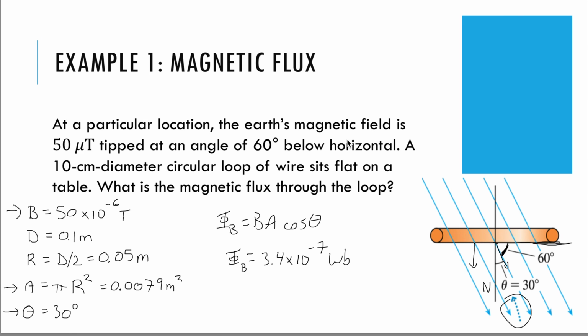So that's it for this video. Now that we know what the magnetic flux through a loop is, we can learn in the next video how we're going to change that flux, and then how that's going to tell us how much current will be induced in that loop once we change that flux. That's going to be Faraday's law.